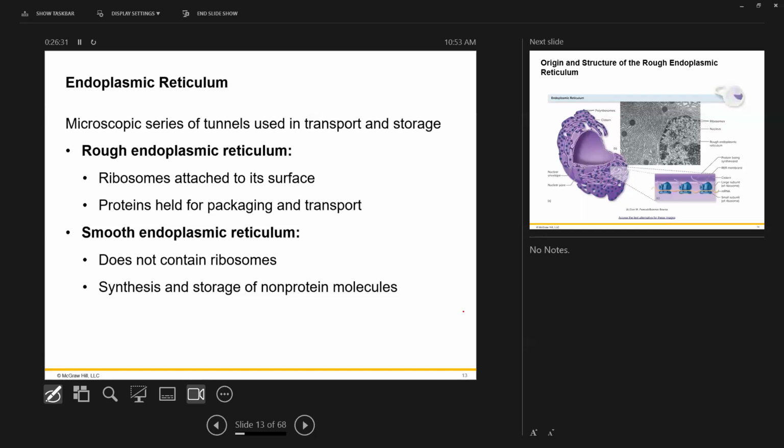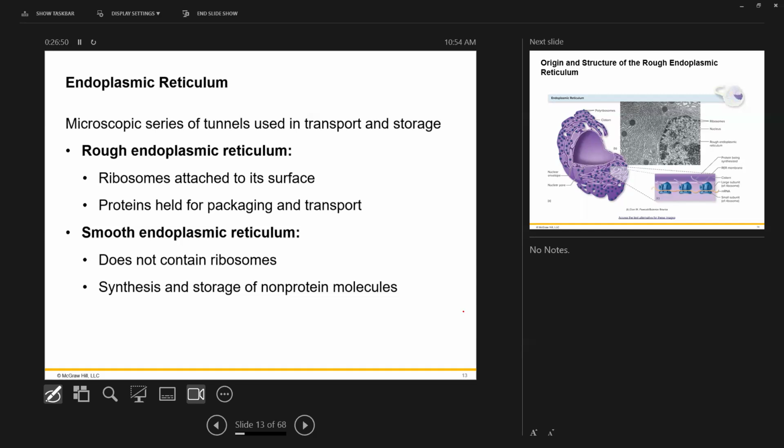That's called translation, literally. So again, that's chapter 6, but I feel like it makes sense to understand some of this while we're working through this. We're gonna do that in the rough ER. The ribosomes are the machines that are going to be reading your message. So it makes it look rough on the surface of the ER. It just happens on the membrane. So it looks like it's studded with these little guys.